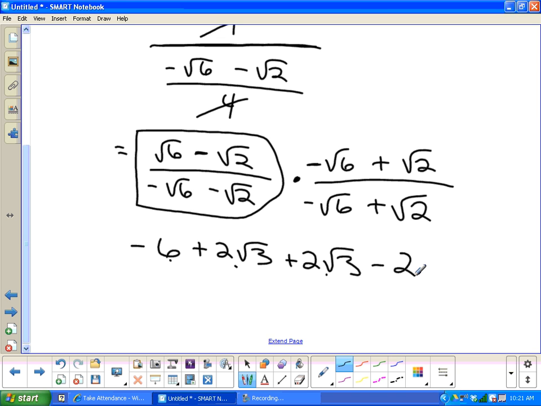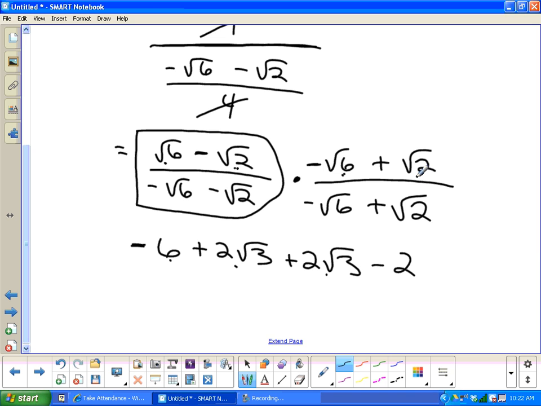All right, let's go back over it then, okay? So first, what are we multiplying? Square root of 6 times negative square root of 6. Square root of 6 times square root of 6 is just 6, but it would be negative because you got one negative, right? All right, outside. What's outside going to be? Square root of 6 times square root of 2, which is square root of 12, but square root of 12 is 2 square root of 3. Okay? Inside, negative square root of 2 times negative square root of 6 would be positive square root of 12, which is, again, 2 square roots of 3. And now last, negative square root of 2 times positive square root of 2 would be negative 2.